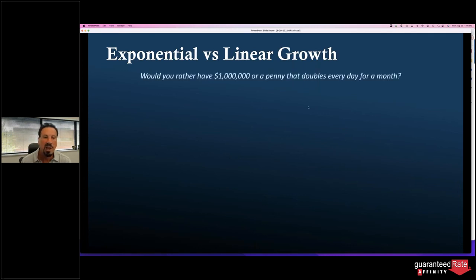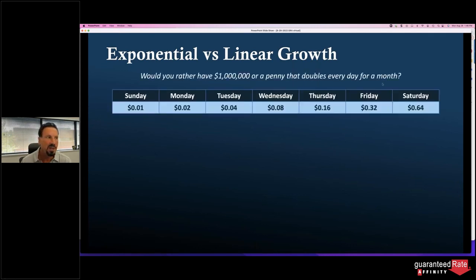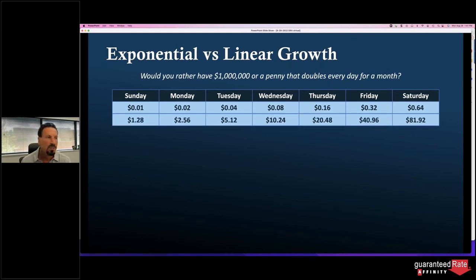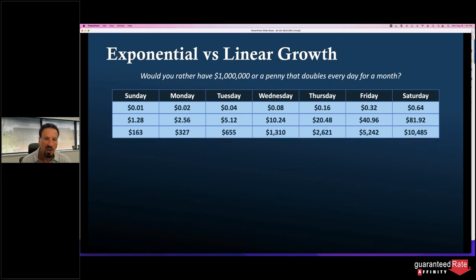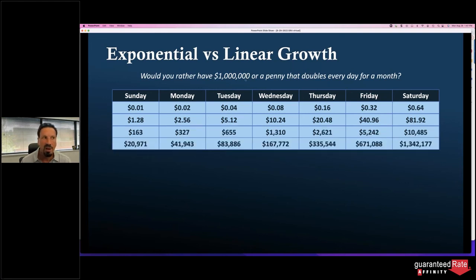Let me ask you this. If you could have $1 million or a penny a day that doubles for a month, what would you rather have? See, a penny at the end of a week, 1, 2, 4, 8, 16, 32, it's only 64 cents. At the end of 2 weeks, it's only $81. 3 weeks, well, $10,000, but not quite $1 million. But here, after 4 weeks, it's 1.3 million.